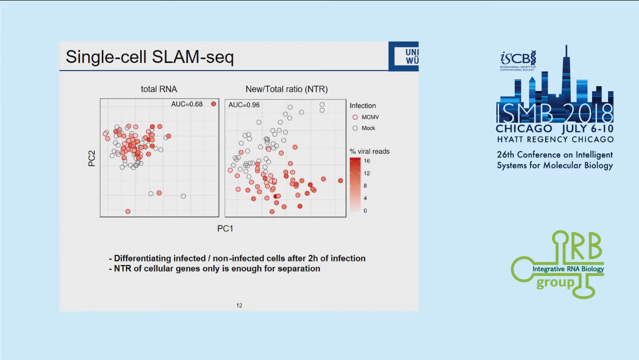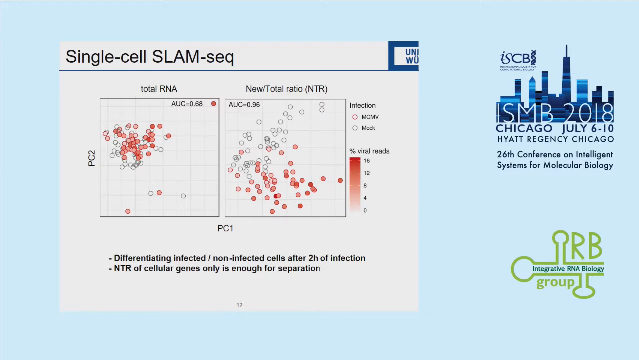And what we did here is we infected cells with cytomegalovirus. You can see, each dot represents a single cell. The red dots are infected cells, the white dots are uninfected cells. We tried to separate uninfected cells from infected cells solely on cellular genes, and we want to do this after 2 hours of infection.